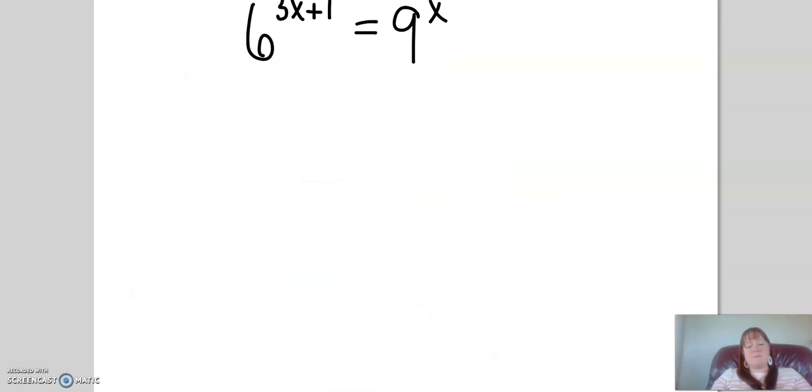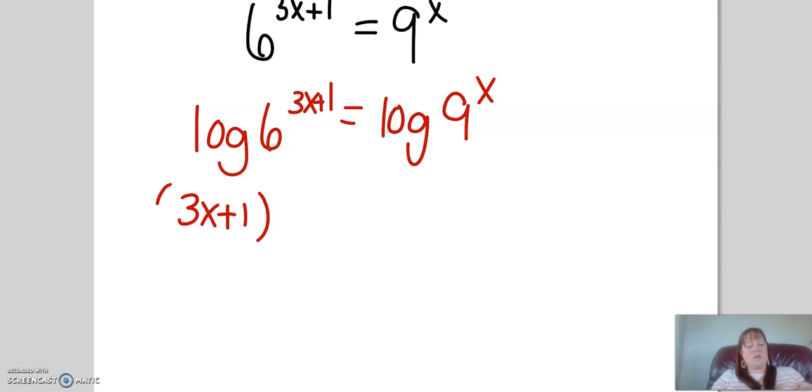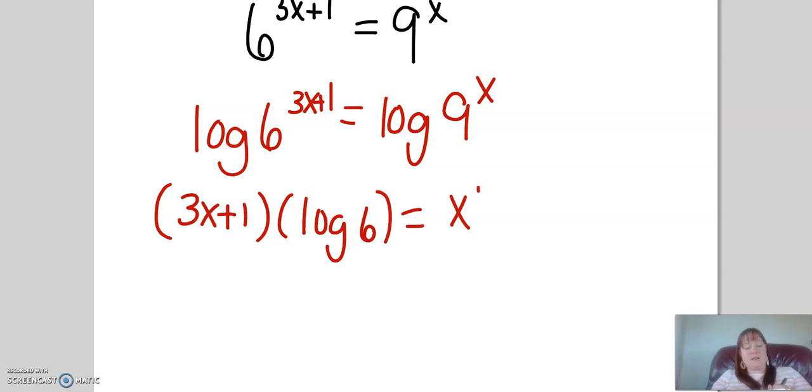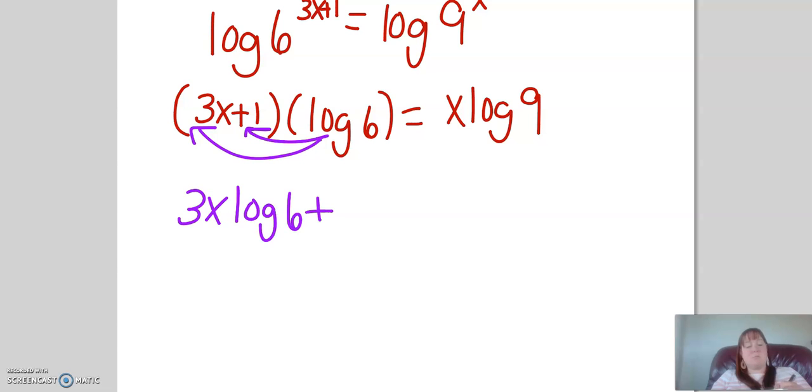So for this one, we do the same thing. We take the log of both sides. So I have log of 6 up to the 3x plus 1 equals log of 9 to the x. So I end up with 3x plus 1 times log of 6 equals x times log of 9, because I can bring both of those exponents down. And so then I distribute this out. So I multiply it by this term and by this term, and I get 3x times log of 6 plus 1 times log of 6, then x log 9.